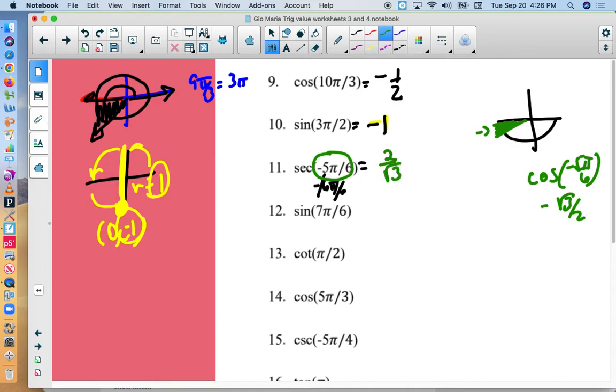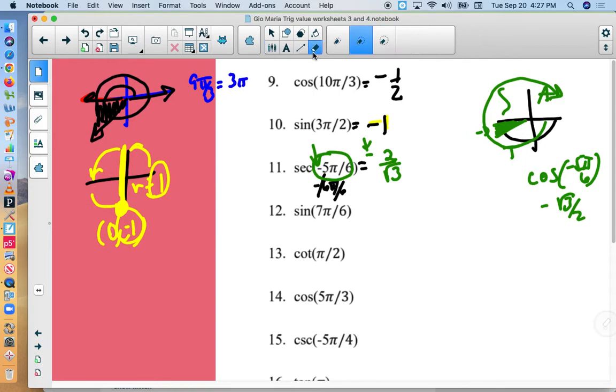And cosine would be negative in this quadrant, so its reciprocal is negative. So this negative actually doesn't have anything to do with that negative, or it doesn't mean it's going to be negative. Like you go in the negative clockwise direction and end up somewhere where it should be positive, so be careful that you know what quadrant you're in.